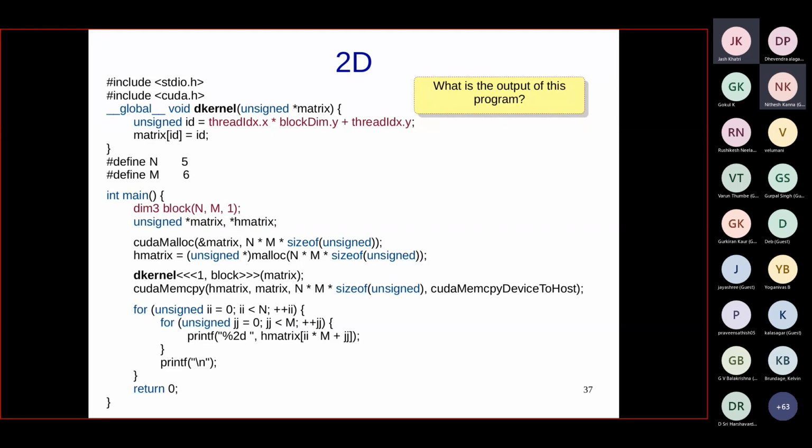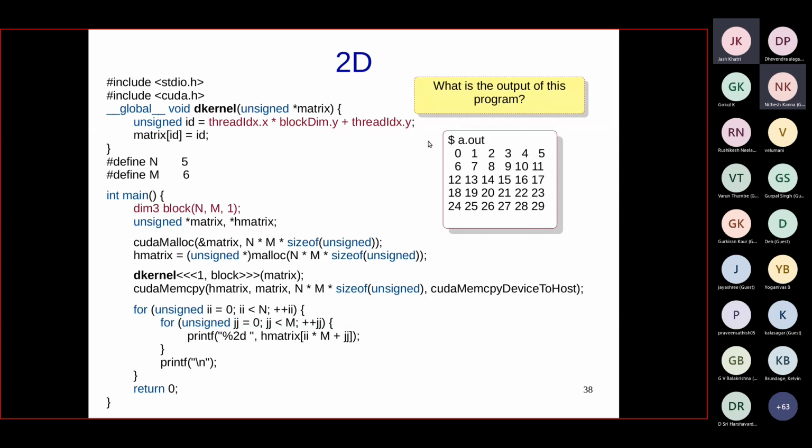If you see the output of this program, it will be like this. This printf here will print 0, 1, 2, 3, 4, 5, 6, 7, 8, 9, 10, 11, up to 29, as I explained. So this is how you can use the two dimensions n and m of a particular block to initialize a matrix by accessing the x and y dimensions of the threads inside that grid.